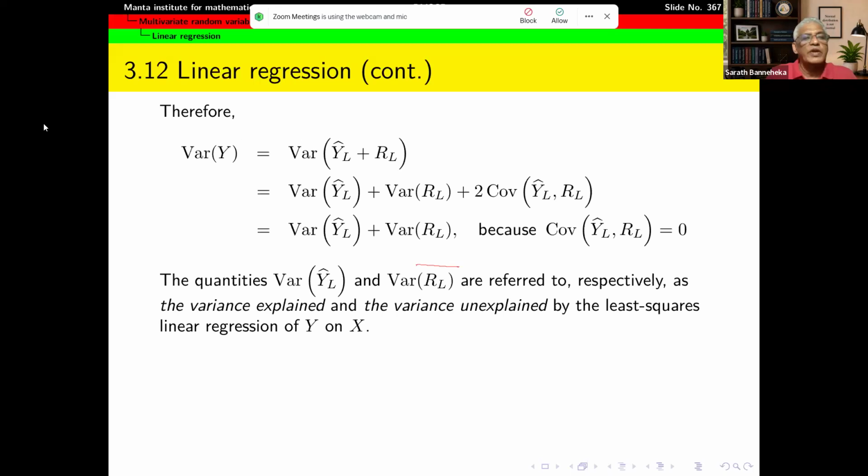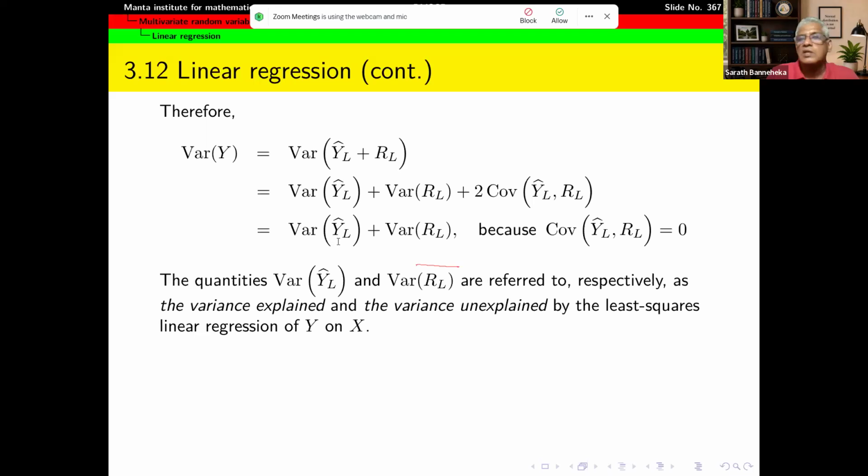So let's look at the variance of y. Variance of y is equal to variance of y hat plus RL. And that is equal to variance of this quantity plus variance of this quantity plus twice the covariance between this and this. But a few minutes ago, we showed that the covariance between y hat and RL is equal to 0. And therefore, this term disappears. And therefore, variance of y is equal to variance of y hat L, that is the linear predictor, plus variance of the residual. So that is what you mean by the decomposition.